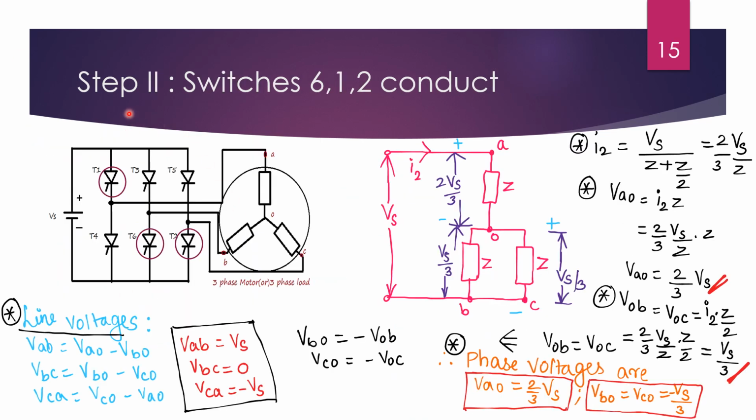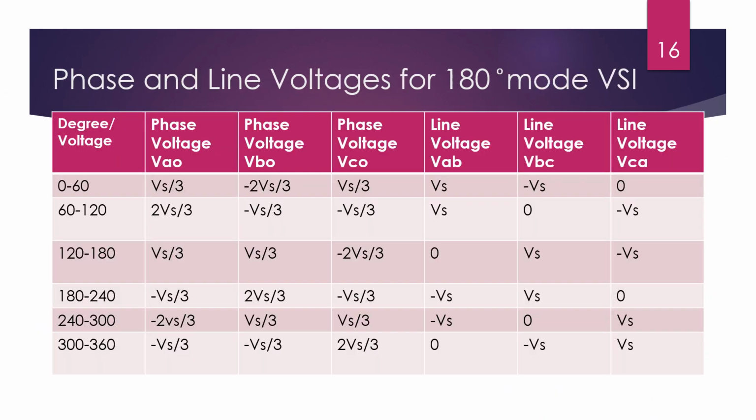So we have to continue for the remaining 4 steps in this way. We have to find which switch has been triggered on for each and every step. Then we have to draw the equivalent circuit, find the load current, then find the phase voltages and line voltages. Upon doing all the 6 steps, drawing the equivalent circuit and finding the phase and line voltages for all the 6 steps, it has been tabulated this way.